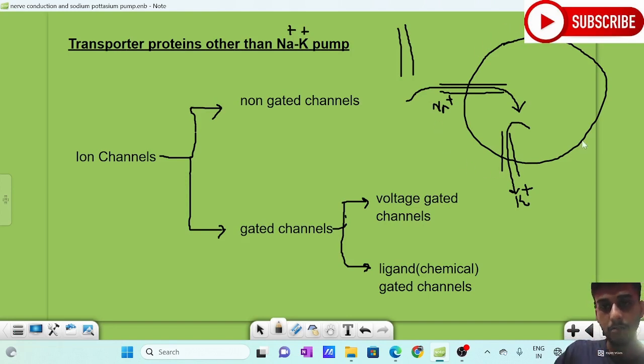Consider this as a lysosome. A lysosome has an H plus pump here. What does the H plus pump do? It pumps H plus inside with the utilization of energy, so it is also an ATPase. As the concentration of H plus increases, the inside will be more acidic in nature.